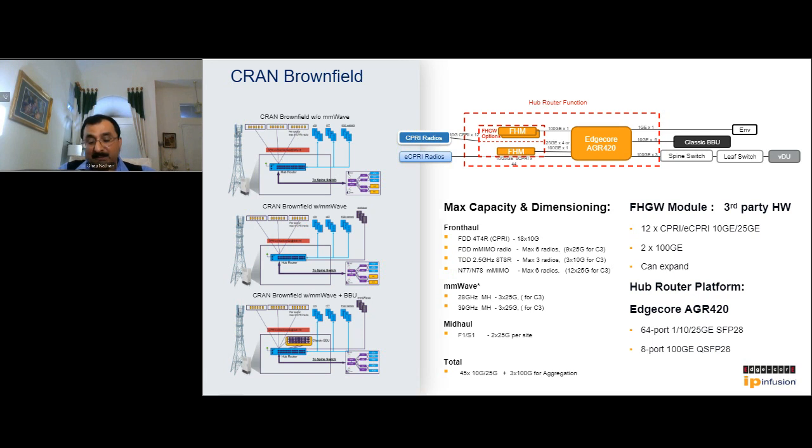So the 4G connects. On day one, the 4G connects to the BBU hotel there. And then you have the virtualized CU and DU split combinations for the 5G radio. So you need to be able to take both CPRI and eCPRI traffic at the front end. Now you need more bandwidth going into that aggregation side. And on to the next slide, please.